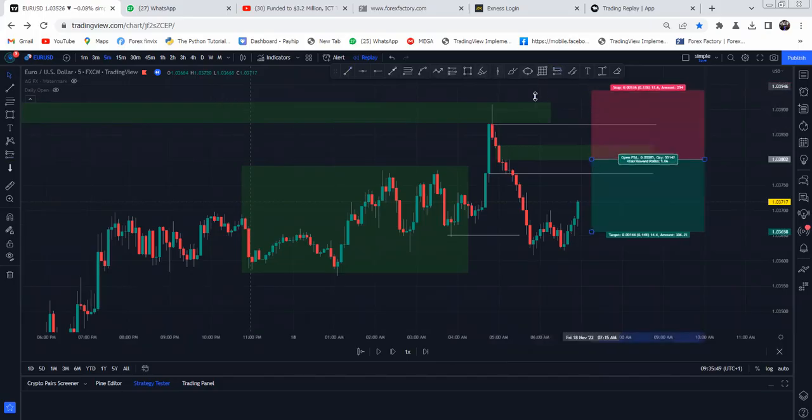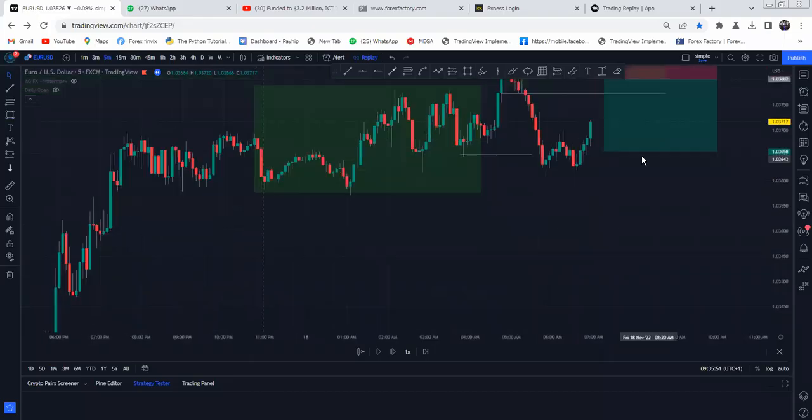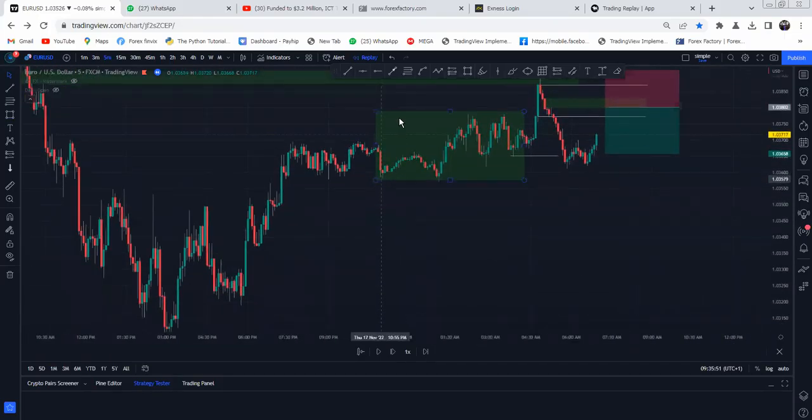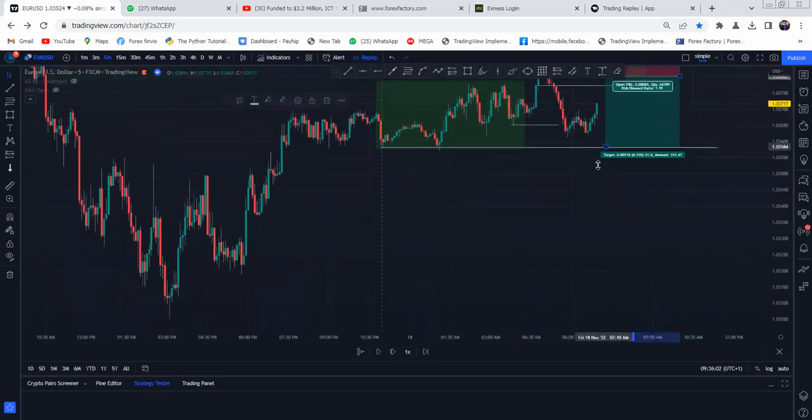But I'll prefer to take the trade from this fair value gap, put my stops just above this high, and then where is my target? The low of the Asian range. That's my first objective, just my first objective. Where's my second objective going to be? This lows down here.